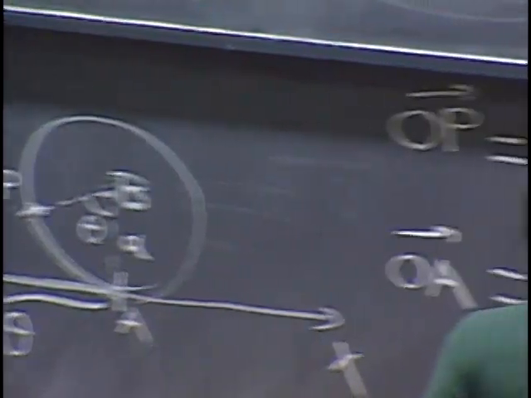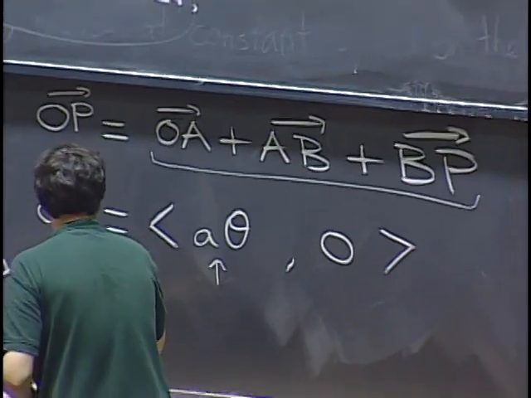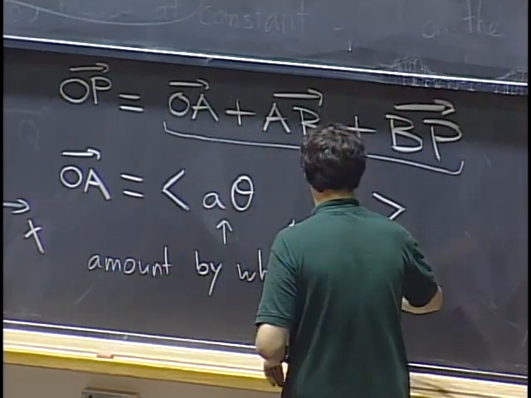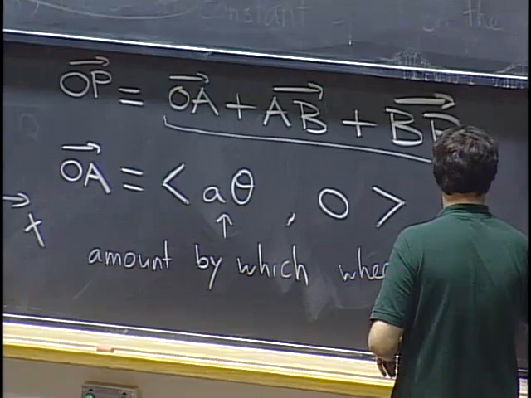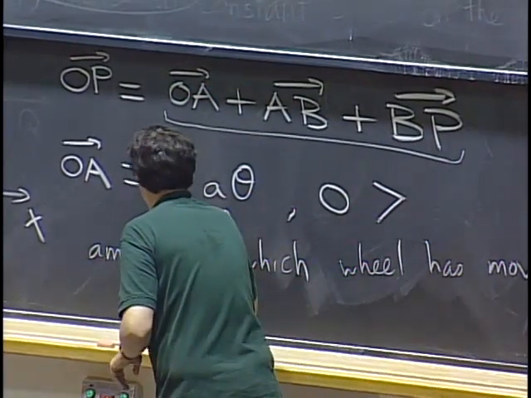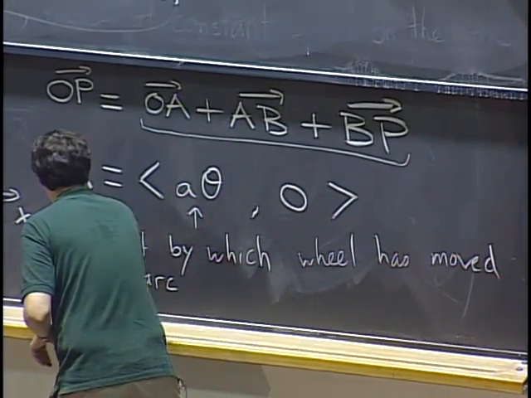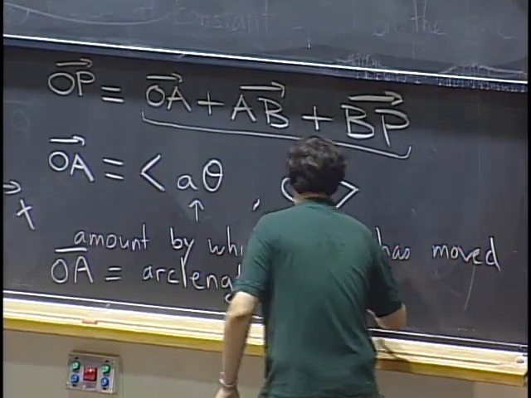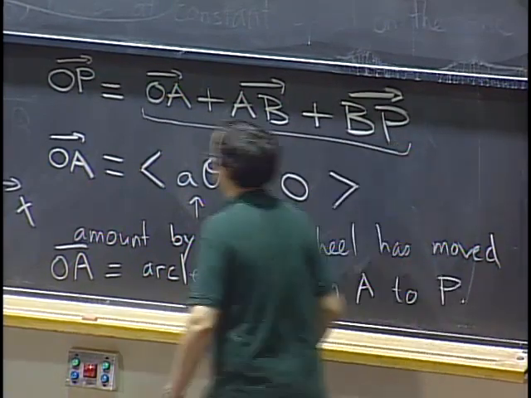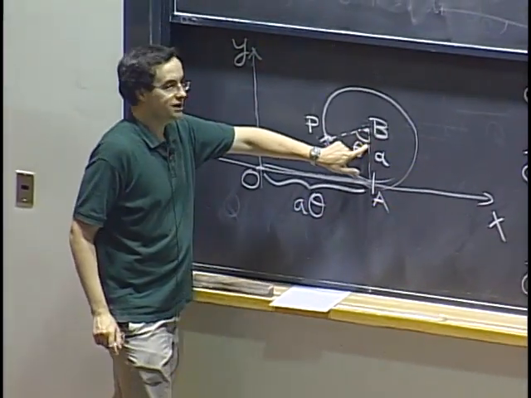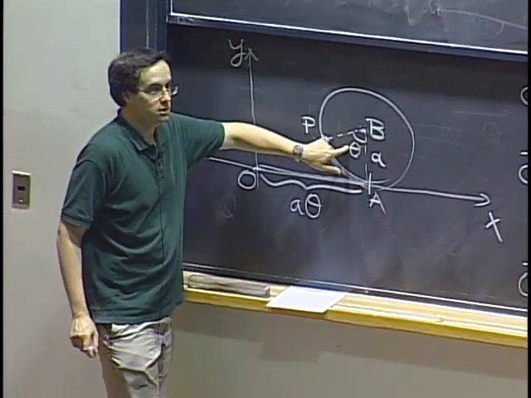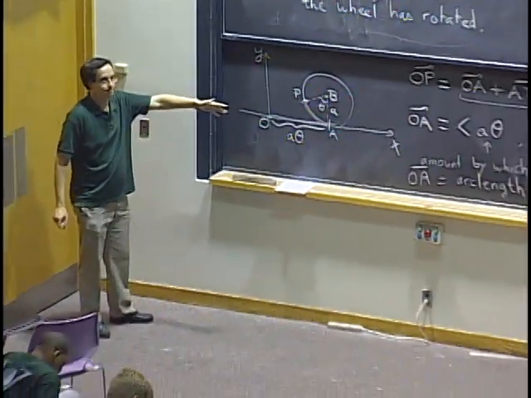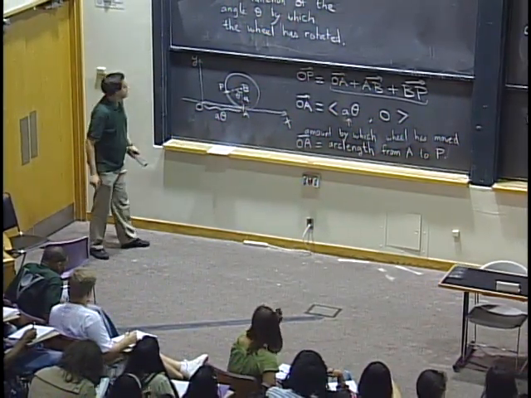So that makes it a theta, and maybe I should justify by saying the amount by which the wheel has rolled, has moved, is equal to the distance from O to A, which is equal to the arc length on the circumference of the circle from A to P. And you know that if you have a sector corresponding to an angle theta, then its length is A times theta, provided that, of course, you express the angle in radians. That's the reason why we always use radians in math. Okay.